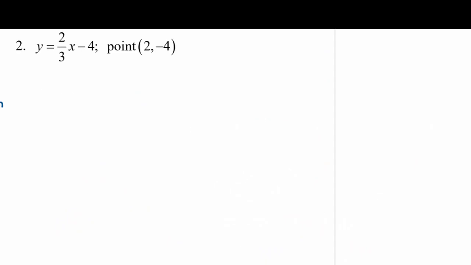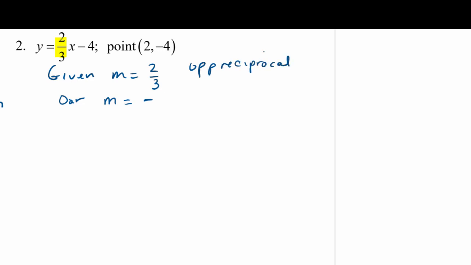Now let's practice some more of these problems. Okay, so here's problem number 2. Our given line is y equals 2/3 x minus 4. The slope is 2/3 for the given. So what's the slope of our line? It's got to be opposite, so that will be a negative. And then it has to be the reciprocal. So opposite and the reciprocal of this 2/3 will be 3/2. So negative 3/2 is the slope we're going to use in our equation.